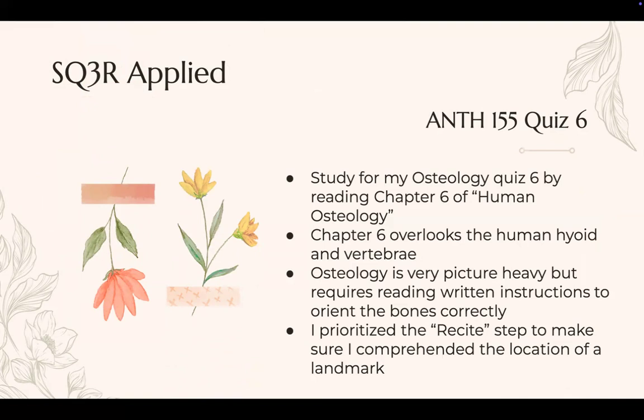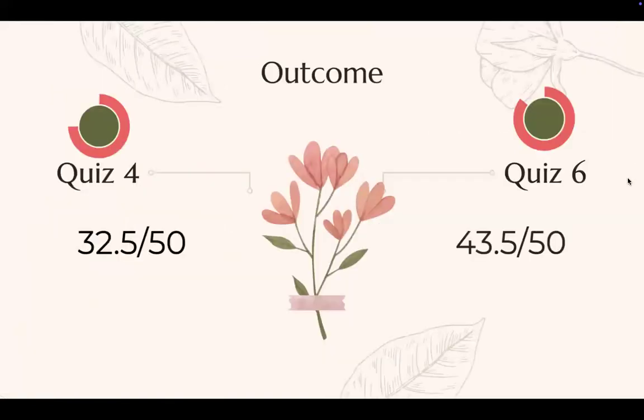So, using this strategy, I prioritized the recite step to make sure I comprehended the location of landmarks on the bones, which is the main point of many of my quizzes. I saw that I had about a 10-point jump between quiz 4 and quiz 6. I had a 32 out of 50 on quiz 4 and a 43 out of 50 for quiz 6.